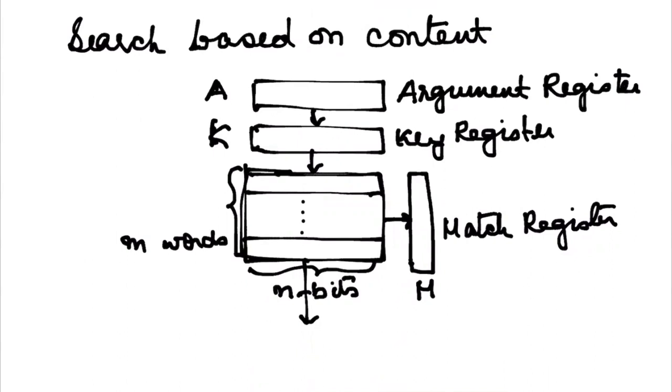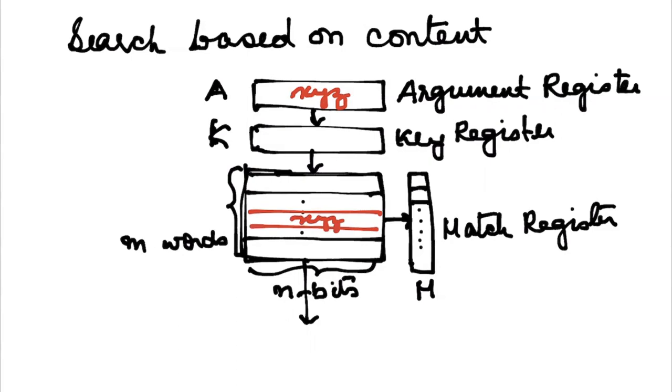First of all, let's say I want to search for a word. The word that I want to search for, I will put in the argument register. Suppose I want to search for a word XYZ. So I'll put the word in the argument register. Let us forget about the key register for the time being. We'll come to that later. So I want to search for the content XYZ. Somewhere in this associative memory, it may happen that the word XYZ is present. In associative memory, this content XYZ is searched parallelly in all the words of the memory array. And this particular register that we can see is the match register.